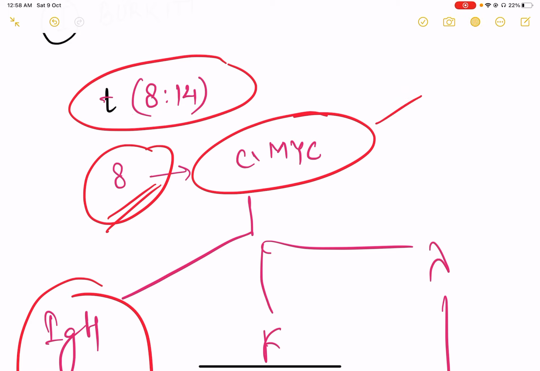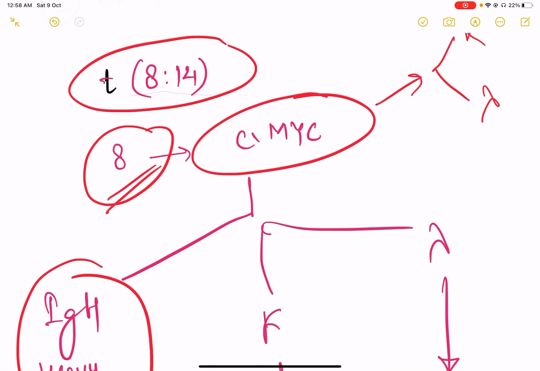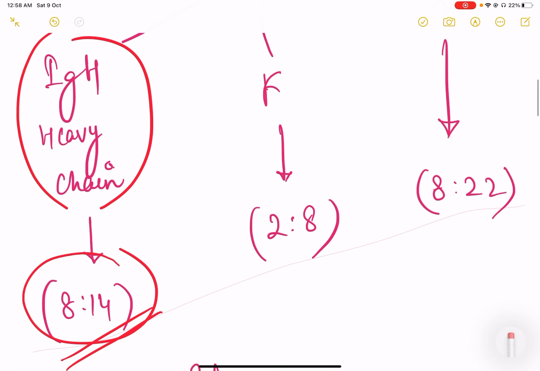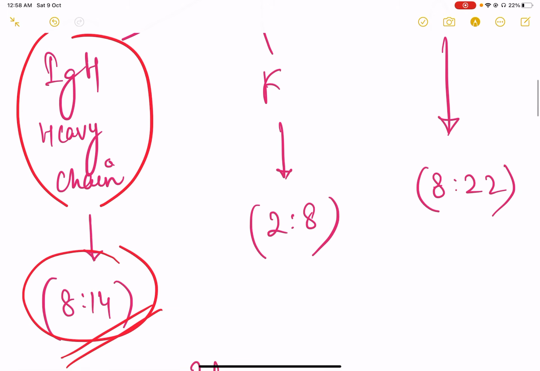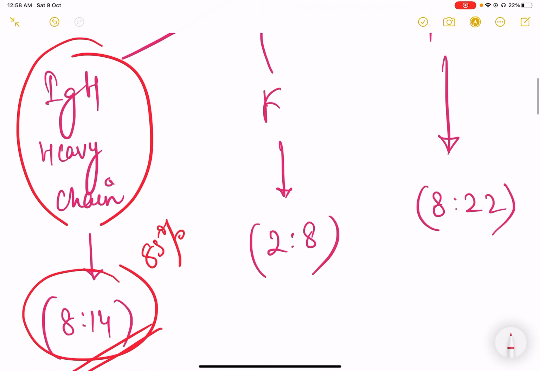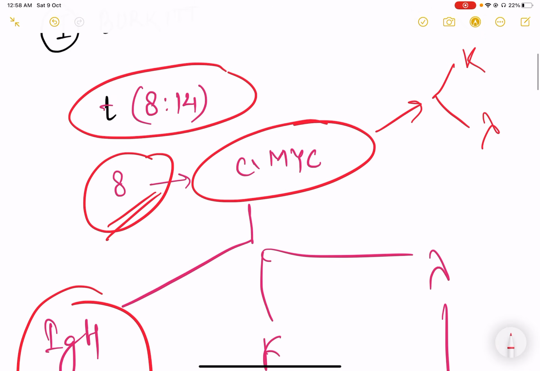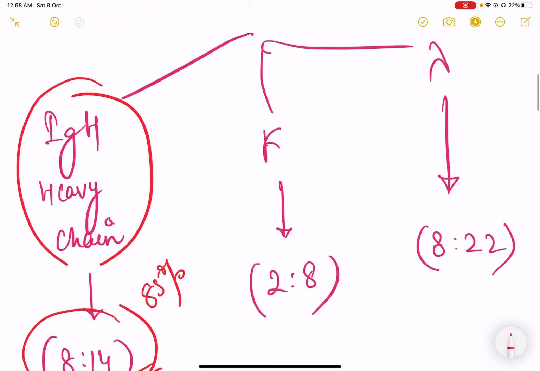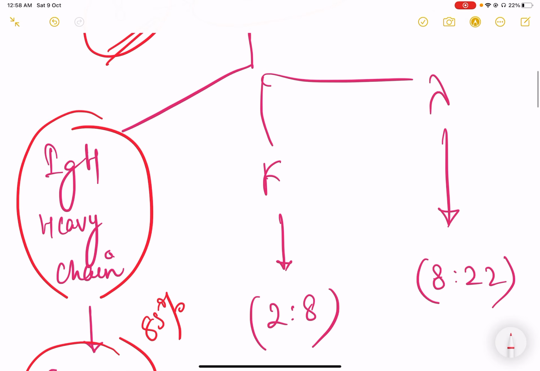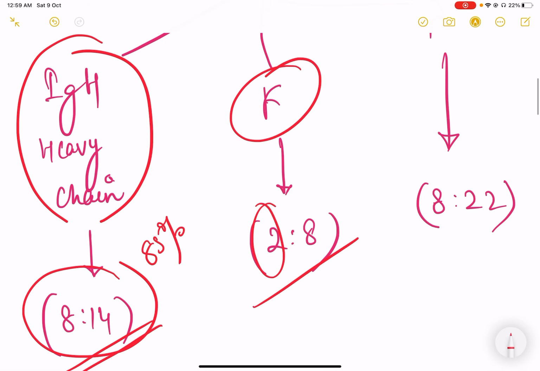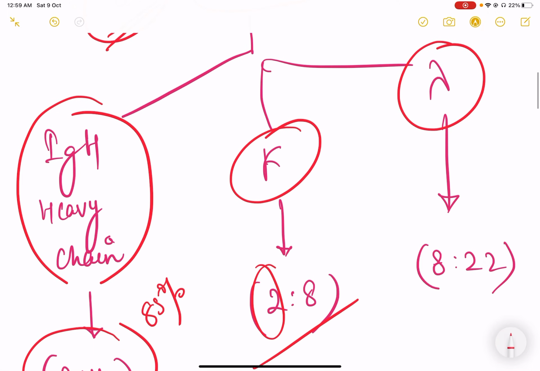But if the CMYC gene is translocated with either the kappa chain or the lambda chain, both of which are light chains, then also Burkitt's lymphoma can occur. So in Burkitt's lymphoma, the most common translocation is 8;14, which occurs in around 85% of the cases. In the rest 10 to 15% of the cases, the CMYC gene present on chromosome 8 is translocated with some other chromosome carrying an immunoglobulin light chain. If it's with kappa, that is present on chromosome 2, so it is 8;2, or if it's lambda, then it is 8;22.